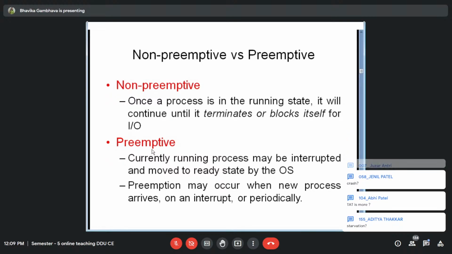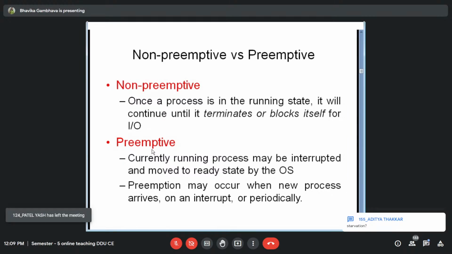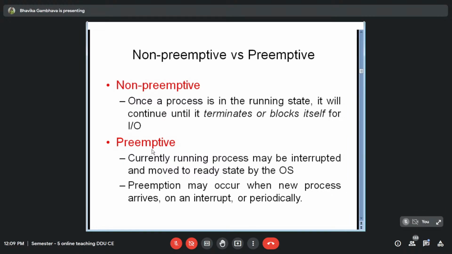Starvation. Yes, starvation. If you are going for a non-preemptive approach, then some process will starve, because if very long processes are given the higher priority, they continuously block the resources and do not allow other processes to execute. So a non-preemptive approach may lead to starvation.